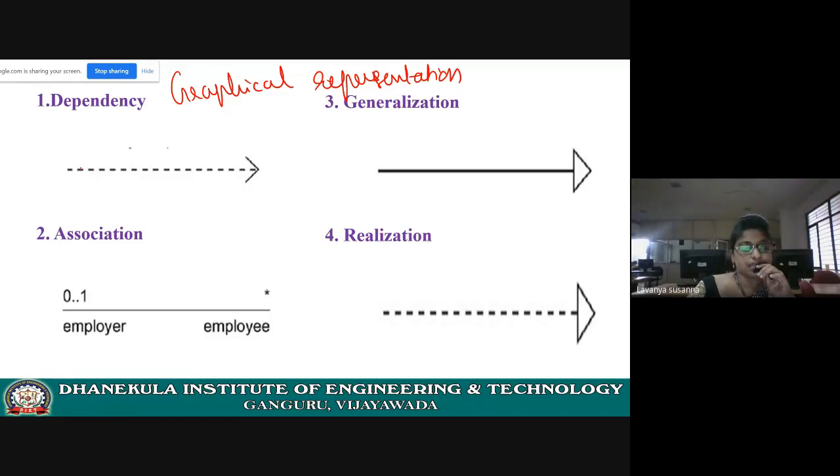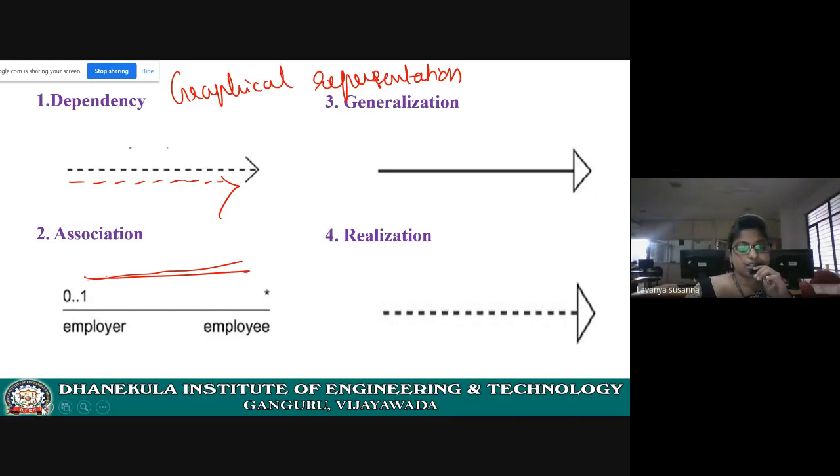How dependency is graphically represented: dotted lines, arrow mark, arrowhead. Okay, dependency, dotted lines, arrowhead. Next, association, just a solid line. There may be direction also. Just a solid line. Association, link. Association is nothing but a link.